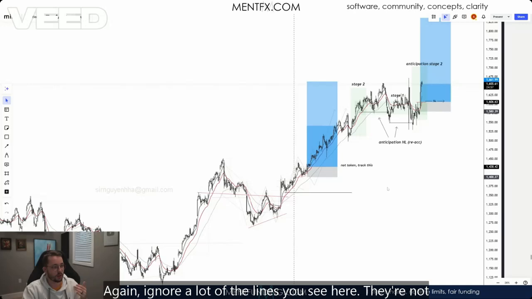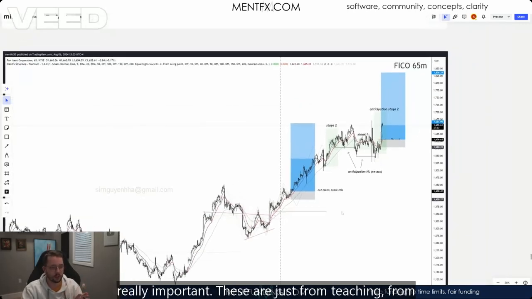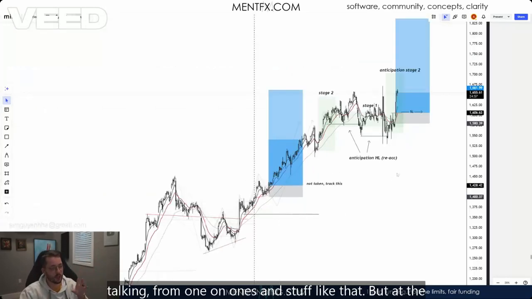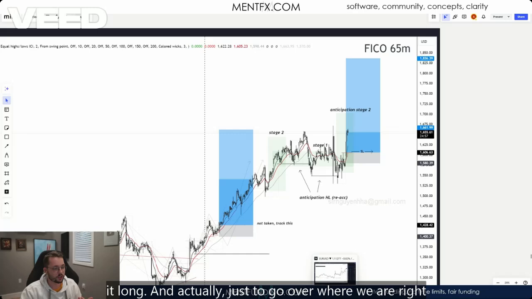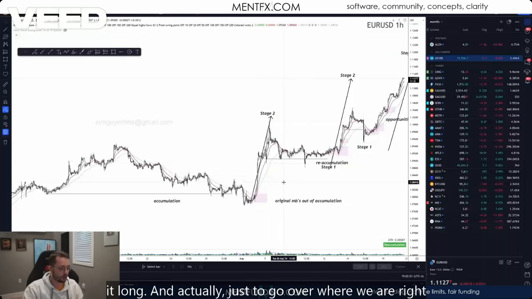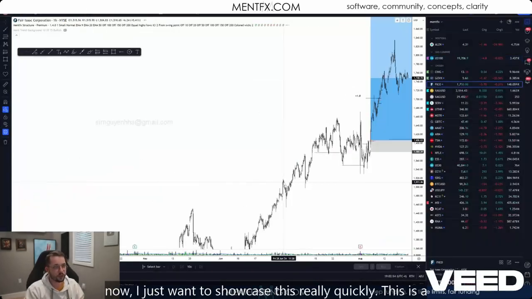Again, ignore a lot of the lines you see here. They're not really important. These are just from teaching, from talking, from one-on-ones and stuff like that. But at the moment, you have the anticipation of the higher low, overall reaccumulation, as we assume. MBs begin to get built, and that's the long I took with my stop under and look to take it long. And actually, just to go over where we are right now, I just want to showcase this really quickly.